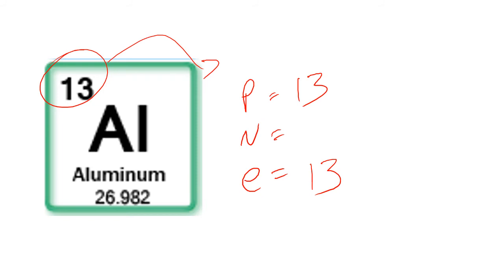Now, how many neutrons? This number right here is basically 27. So there's 27 protons and neutrons. So minus the 13 protons is going to be 14. So there are 14 neutrons.